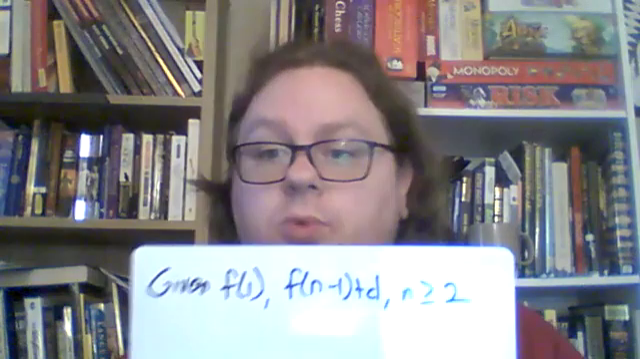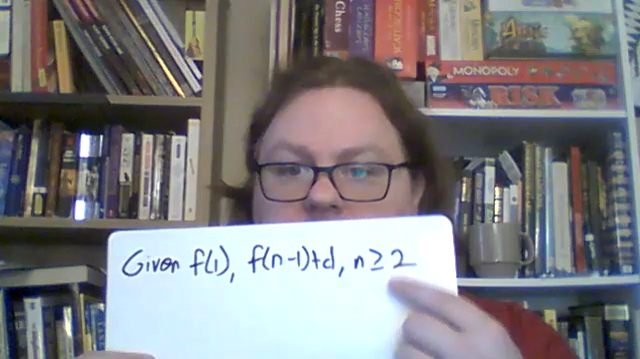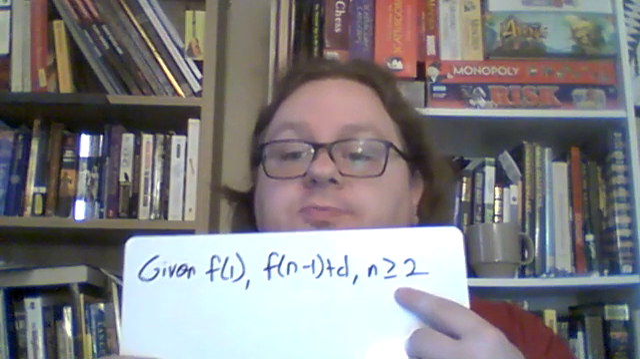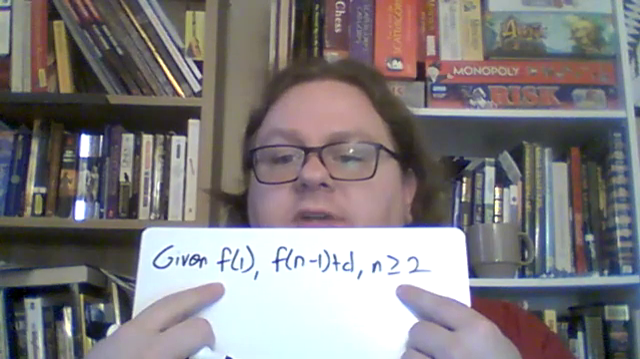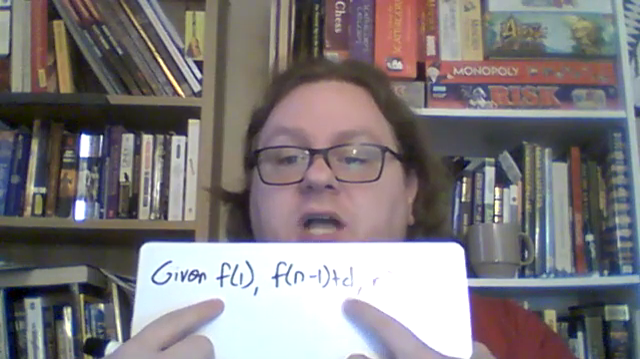1, 2, 3, the common difference is 1. 1, 3, 5, the common difference is 2. That's what this d is. Comma, n is greater than or equal to 2. Okay. Here are the rules of the recursive rule. n has to be greater than or equal to 2. You have to know what f of 1 is, and you have to know what the common difference is.